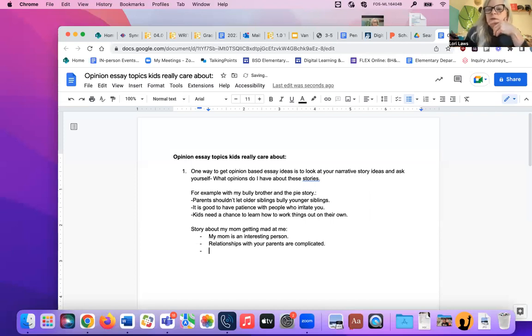I see there's 2 hands raised. Go ahead, Nora. So, how long does it have to be? So we're going to talk about that later, about the structure and everything. All we're talking about today is how to get an idea to write about.